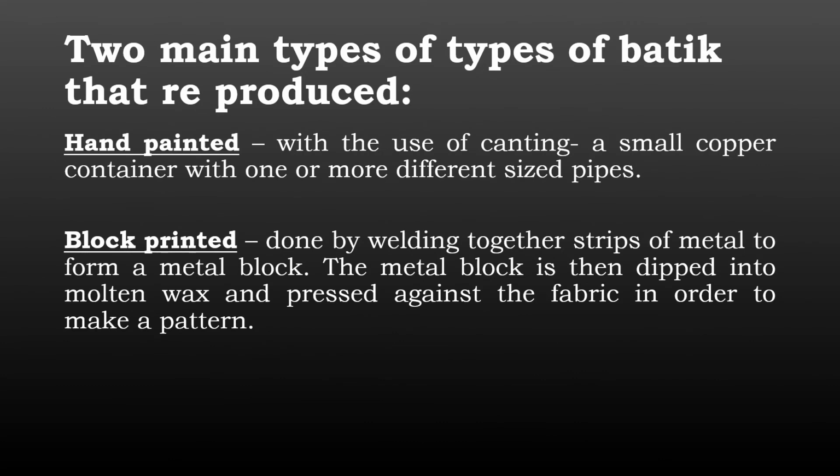There are two main types of batik production. First, hand painted with the use of a canting, a small copper container with one or more different size pipes. And the second, block printed, done by welding together strips of metal to form a metal block. The metal block is then dipped into molten wax and pressed against the fabric in order to make a pattern.